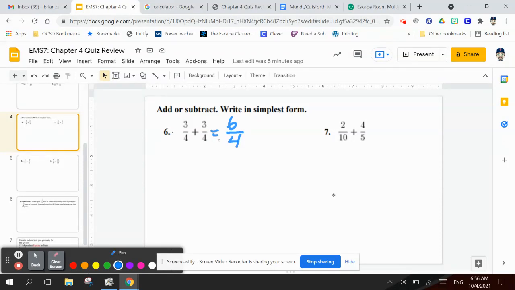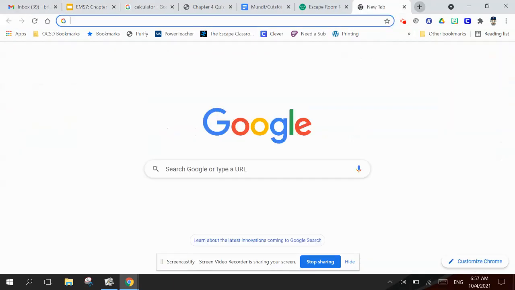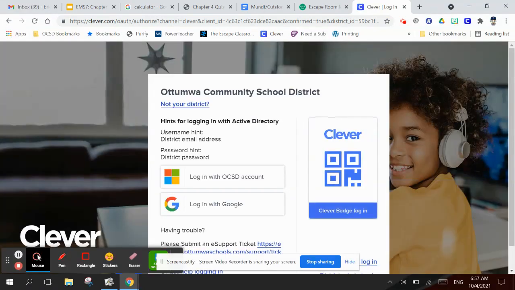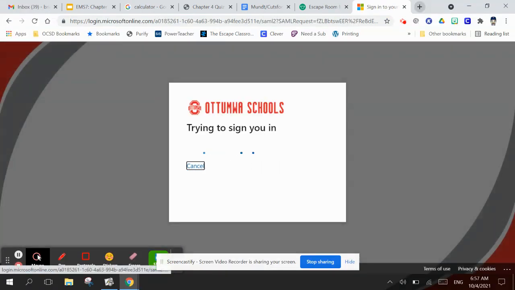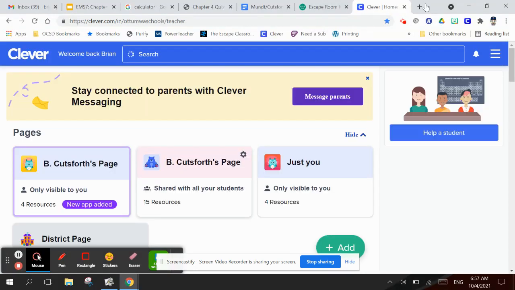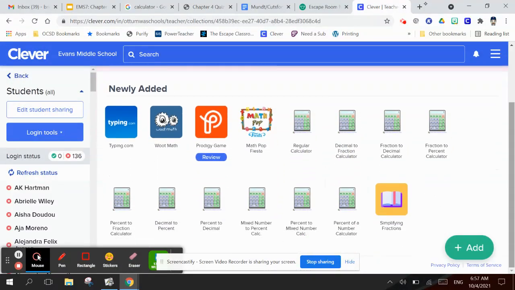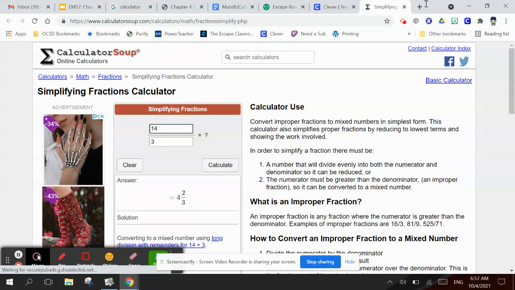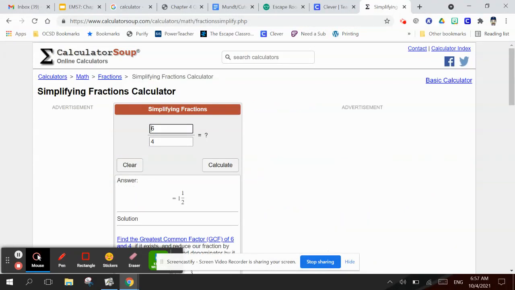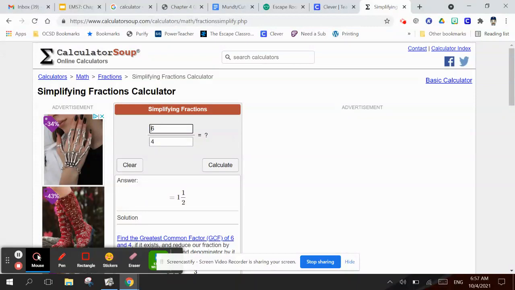To write this in simplest form, I would use my calculator that is on Clever. If you go to Clever, you go to the polar bear page, you're going to see that I have a calculator for simplifying fractions. So here's my page. I click on my page. Right here is this book. The book says simplifying fractions. If I click on it, here's my simplifying fractions. I type in my numerator, which is 6. I type in my denominator, which is 4. I simply hit calculate, and it gives me my answer of 1.5.